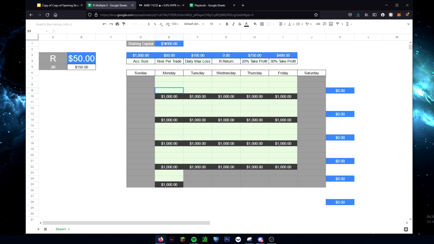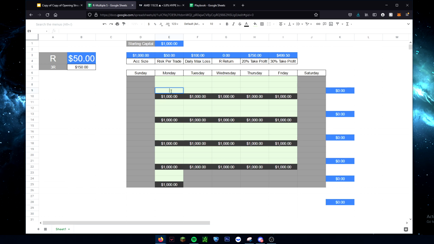But based on a $1,000 account size, we would be risking $50 per trade, and our daily max loss would be set at $100. So 2 times. So if we go red, fully stopped out of 2 trades, that would be our daily max loss, which comes out to be 10% of the account, which again is pretty high, but it is a smaller account.